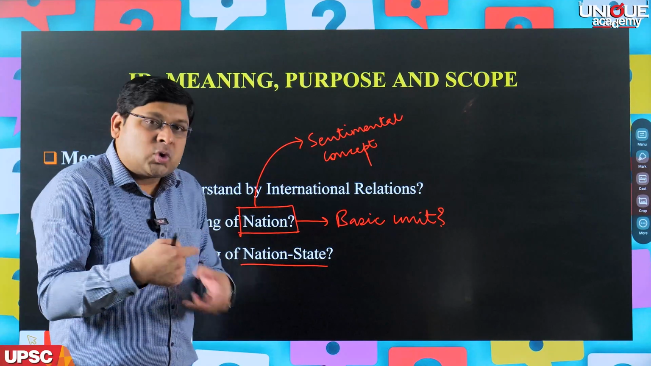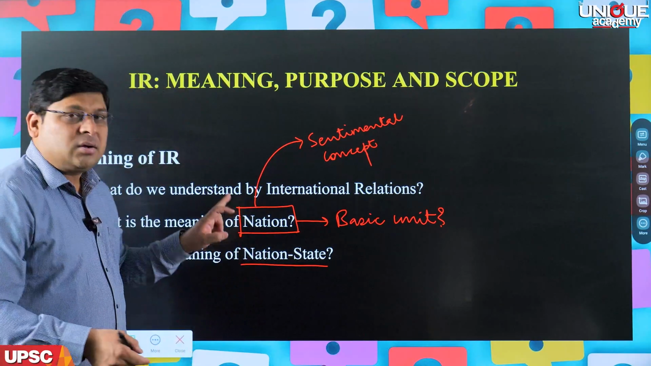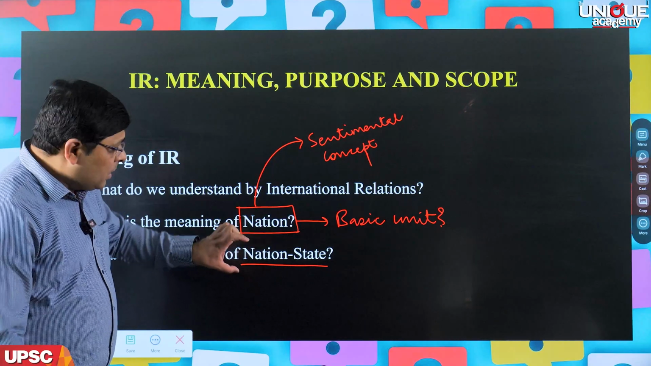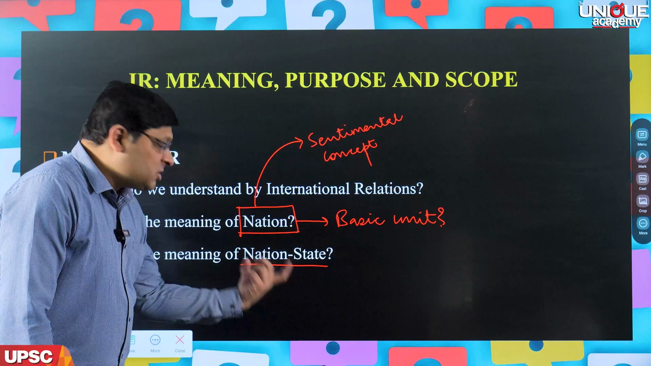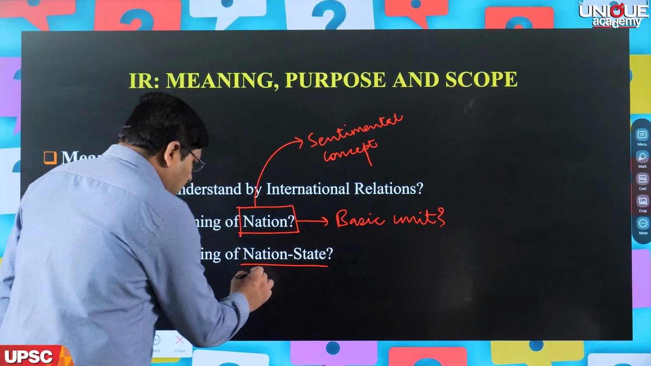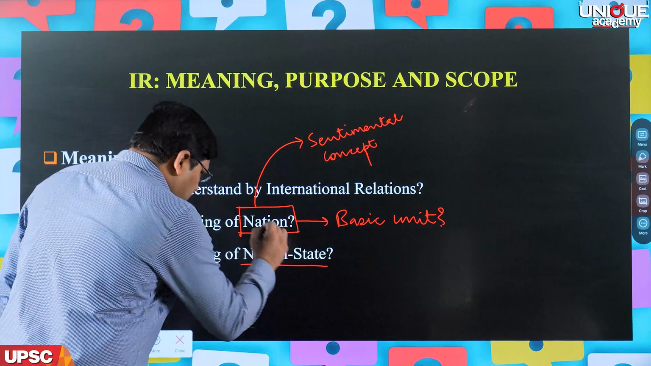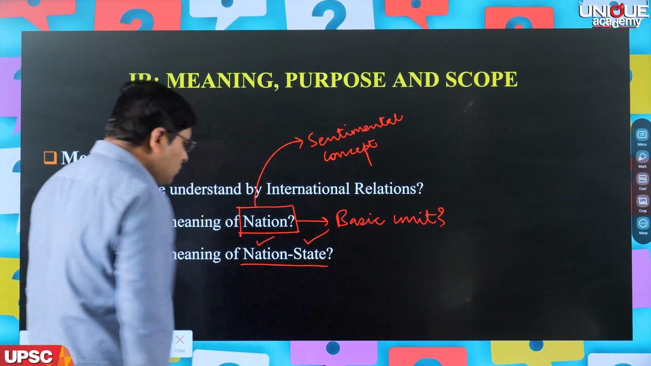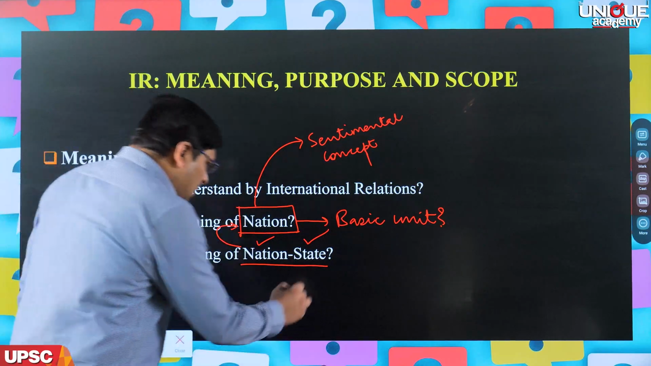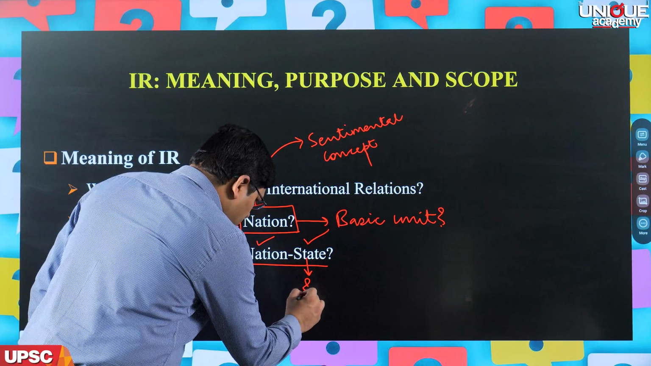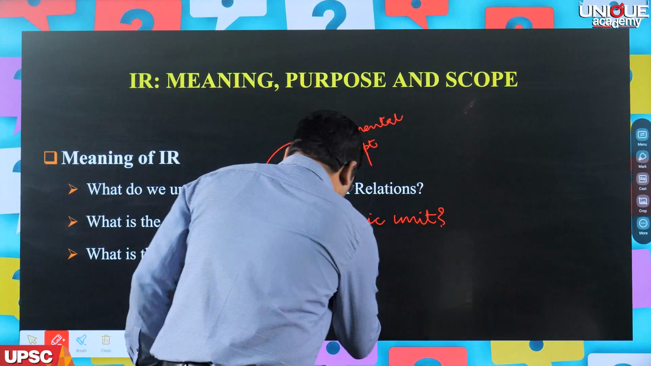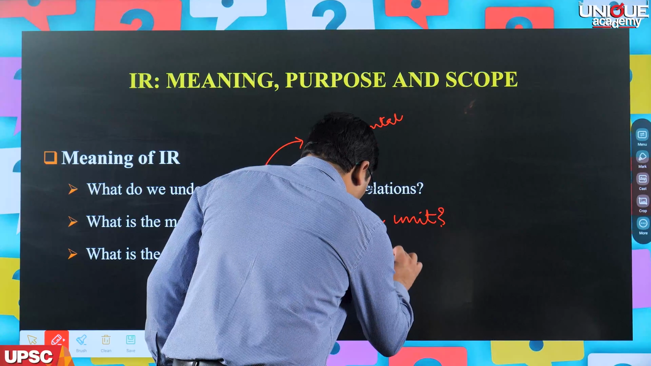So that brings us to another question. What is the difference between nation and nation state, right? We talked about what is nation. Now let us try and understand what is this term nation state, right? Now this term is made up of two terms. One is nation, other is state. And we have already talked about what is nation. Now let us talk about what is state. As I said, nation is sentimental concept, state is territorial concept.